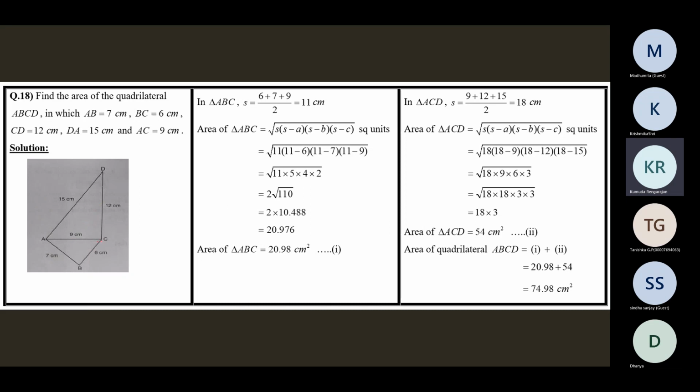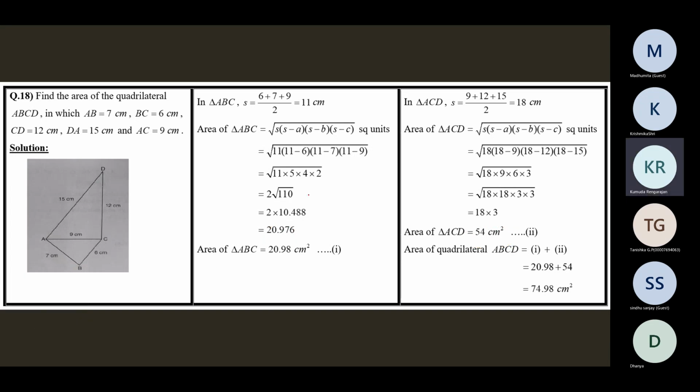This triangle, it is 6, 7, and 9. This triangle, it is 9, 12, and 15. Obviously, the area will be different here. You should find the area. Don't say whatever is the area of this triangle is the same here. No. So find the area of the triangle ABC, ADC, add both to find the area of the quadrilateral.